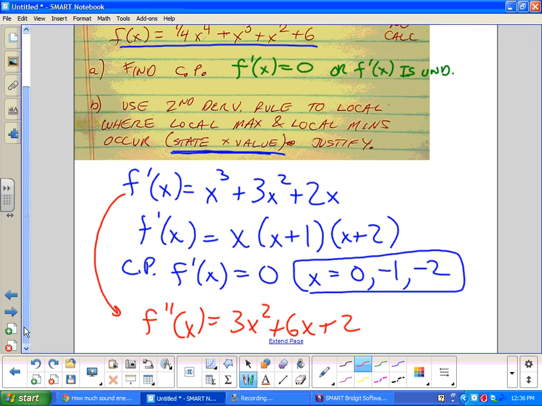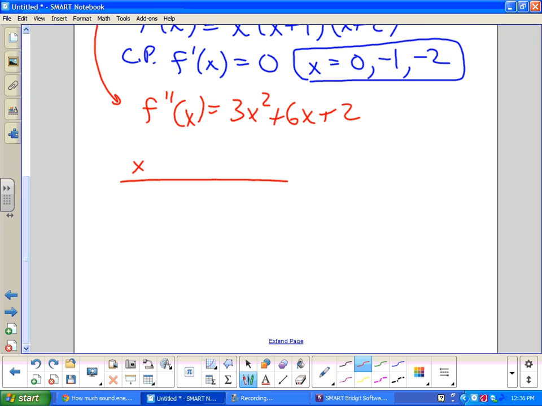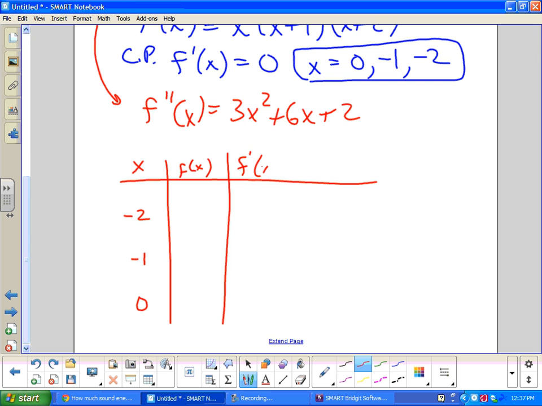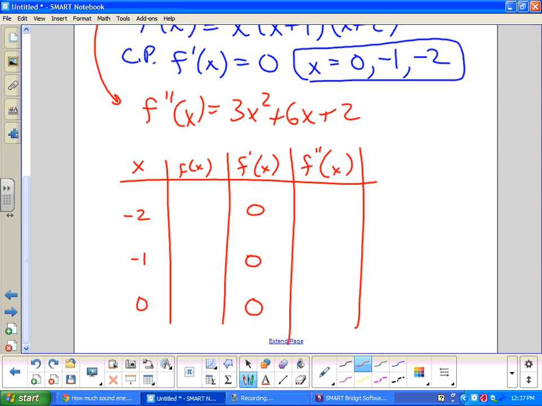I'm going to turn the page here. And I know my table is going to have x, -2, -1, 0. I'll leave the other columns, but since this assignment was just for the second derivative rule, I could have just lived without them, but I need to have 0, 0, and 0. And then I'm going to plug the value -2 into the second derivative right here. So I get 12 minus 12 plus 2. I get a result of 2. All I care is that the result is positive.